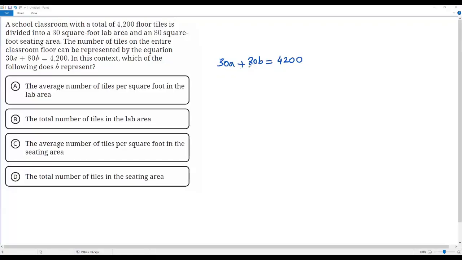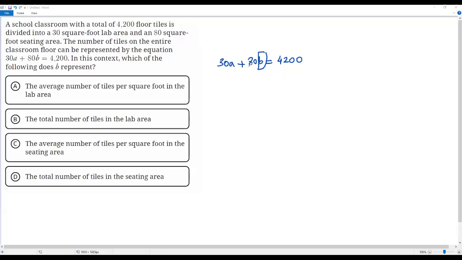The same thing: 80 represents the seating area. So B must represent the number of tiles in each square foot of the seating area, so that when we multiply the number of tiles per square foot of seating area by the area of the seating area, we'll get the total number of tiles in the seating area. When we add the total number of tiles in the lab area and the total number of tiles in the seating area, we'll get the total number of tiles in the entire area. So B must represent the number of tiles in each square foot of the seating area.